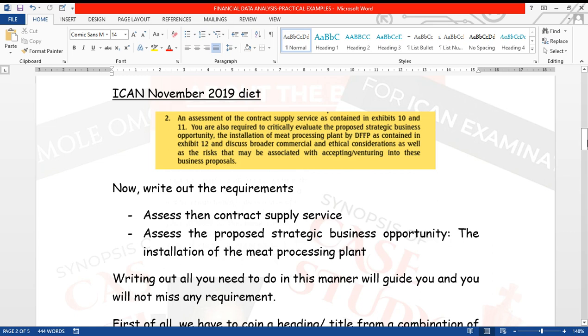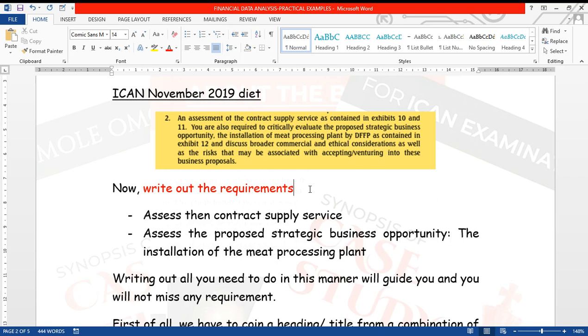So the first thing I said was, when you have a requirement, first of all, write out your requirements. That's the first step, so you will not miss marks that you could have gotten cheaply, without stress. What are the requirements? What are they asking you to do? In this case, they told us to assess the contract supply service and to assess the proposed business opportunity, which is the installation of the meat processing plant. The reason you write out the requirements is so that when you are preparing your report, you can even tick it off. Okay, I've done this.